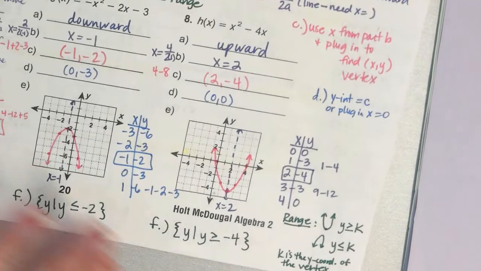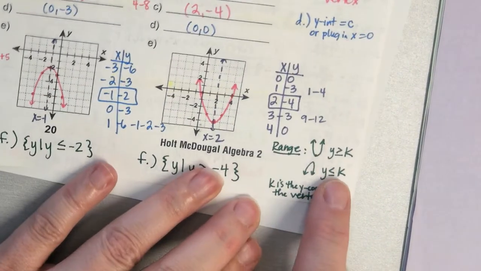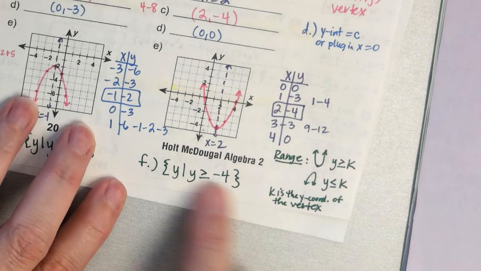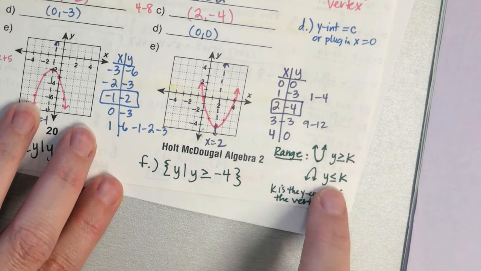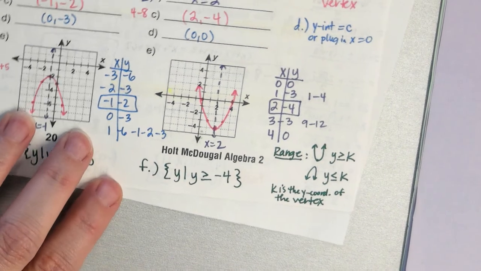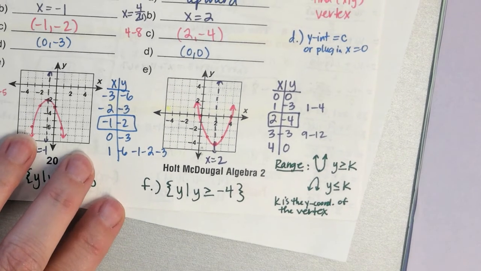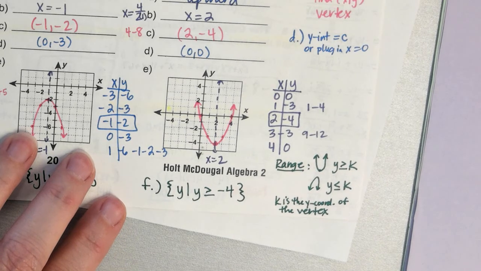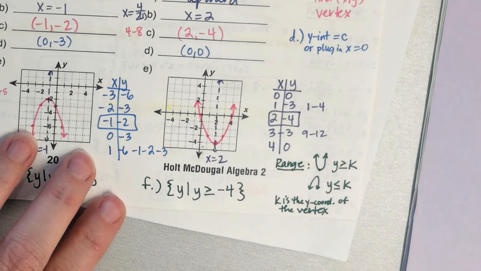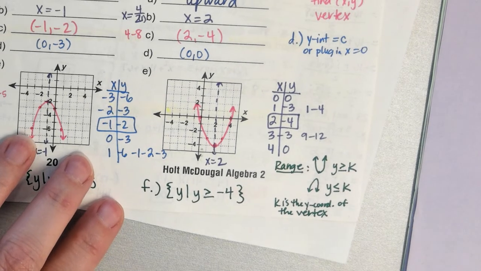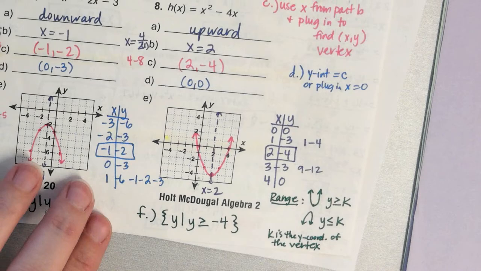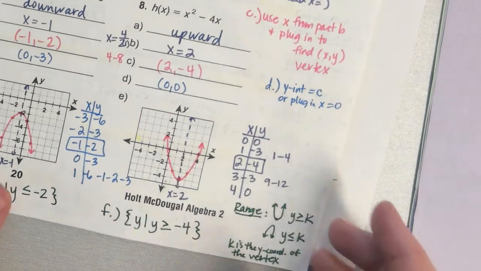And then for your range, if it's opening upward, make sure that in your set builder notation, you have the y is greater than or equal to k. Here you have the y is less than or equal to k. But you have to tell me what k is. I think there were just a couple people that put just k on their quiz or your test. The k is the y coordinate of your vertex. Okay? Which I also wrote there. And I'll post this as well, so don't worry if you didn't get it all down. Okay, you'll have a chance to do that.